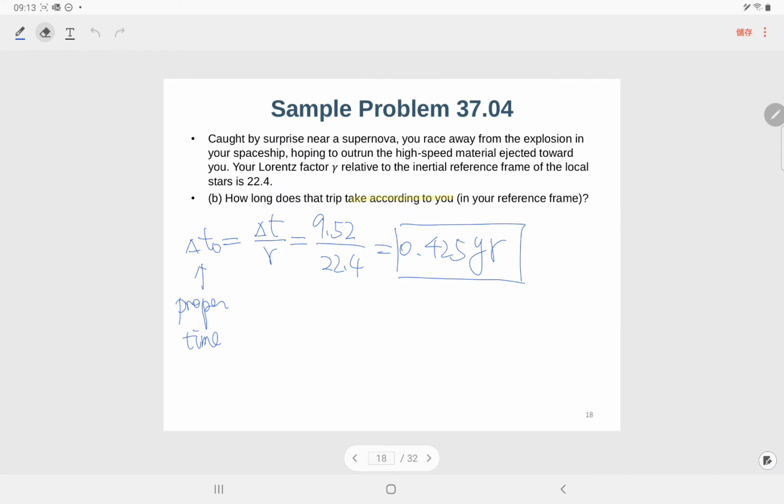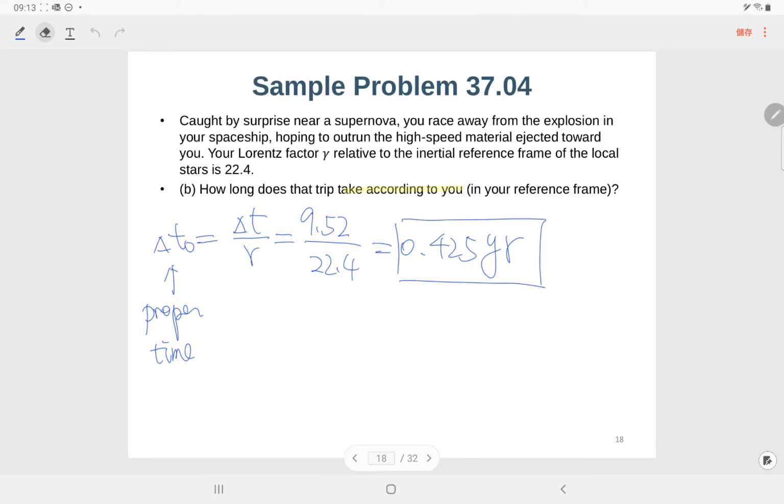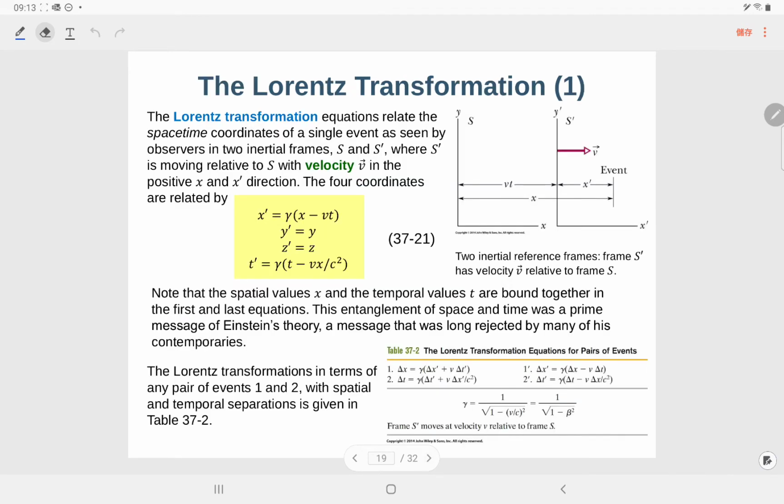So any questions regarding this sample problem? Okay, so next. This is the Lorentz transform. The Lorentz transformation equations relate the space-time coordinates of a single event as seen by observers in two inertial reference frames, S and S prime, where S prime is moving relative to S with a velocity v in the positive x and x prime direction. The four coordinates are related by this expression.